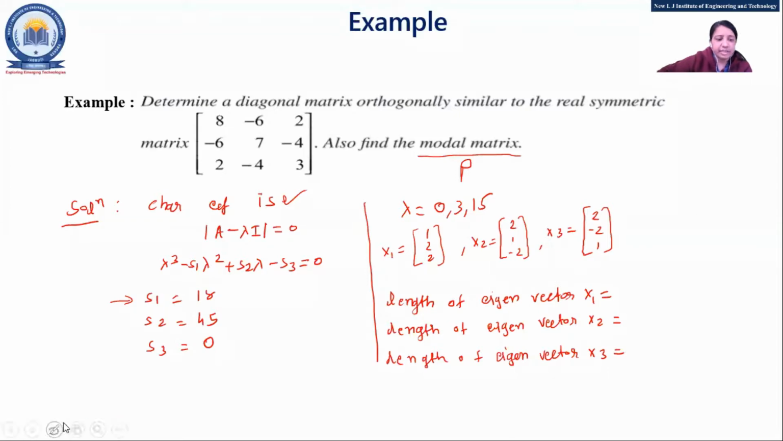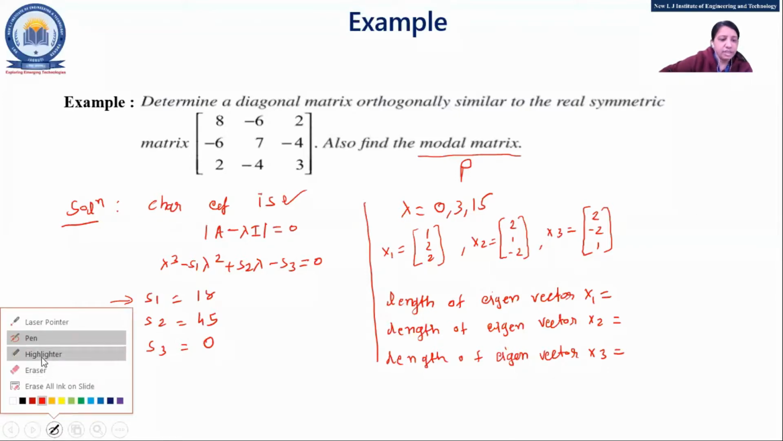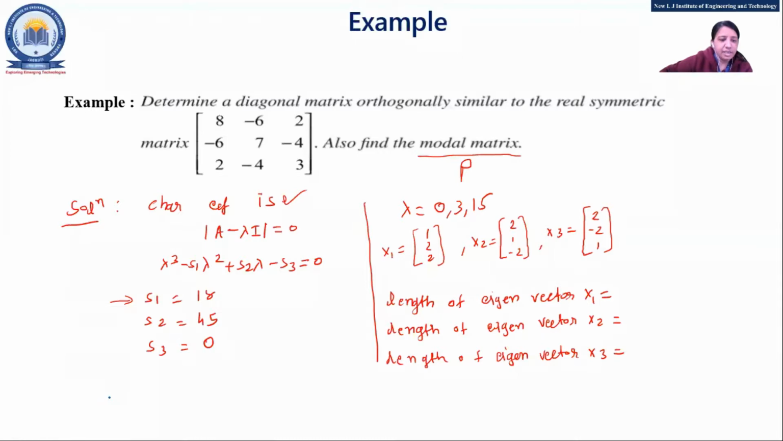Same way, you need to consider the characteristic equation. Characteristic equation is A minus lambda I equal to 0. Same as for the eigenvalues and eigenvectors you are finding. First step is to find the eigenvalues. So use this one. We discussed yesterday, right? Now, S1, S2, S3. S1 is the sum of diagonal elements. S3 is the determinant. And S2 means the addition of the minors of the elements.